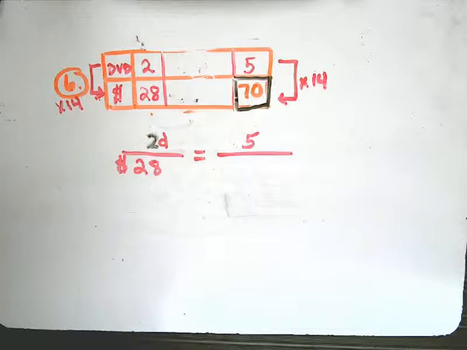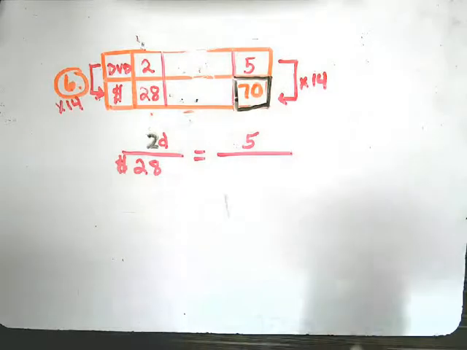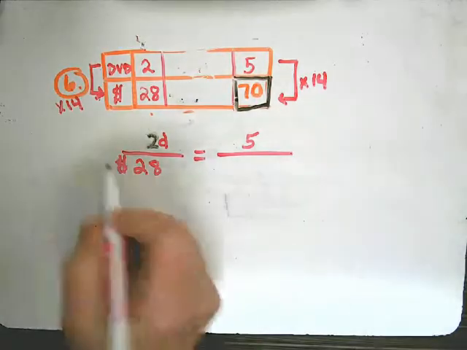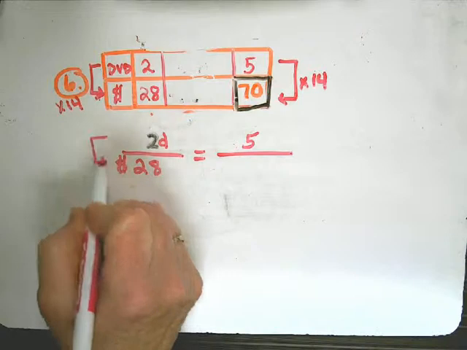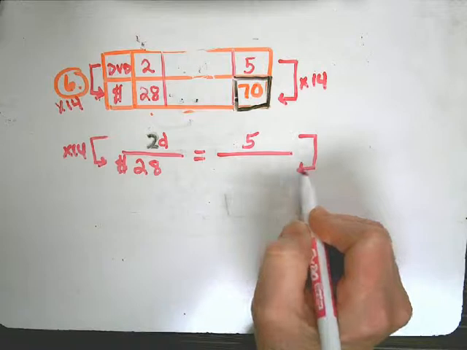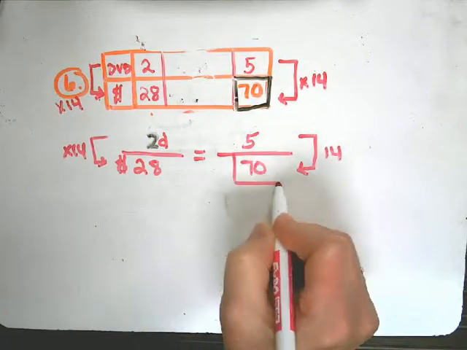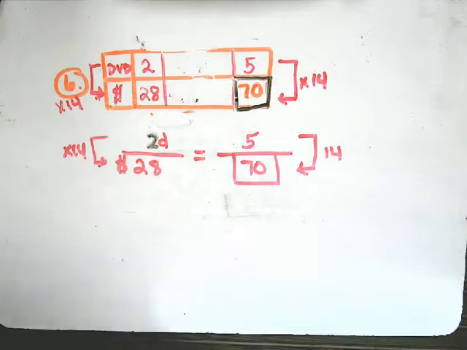If you like the ratio tables, which are kind of nice when you're doing bunny hops to get to your answer, use it. If not, if you can look at this and say, oh gosh, I multiplied that by 14, I better take this times 14, go with that. Okay? Questions? All right. You get to choose today.